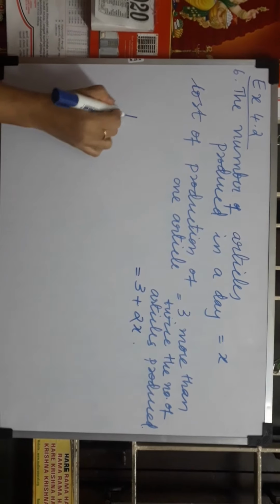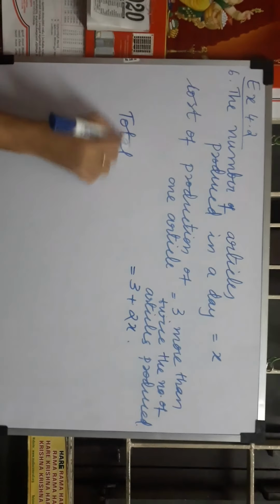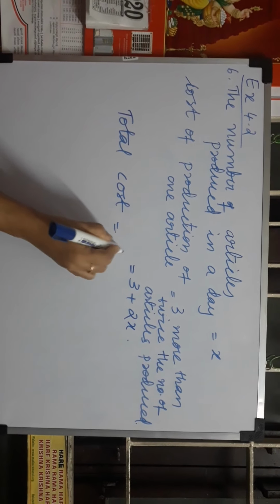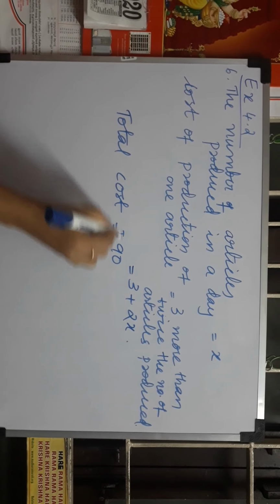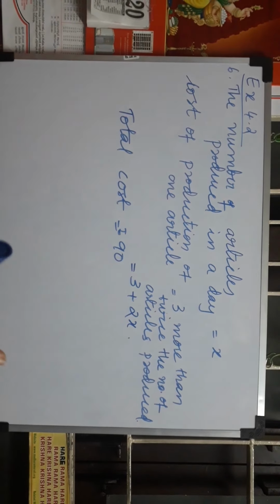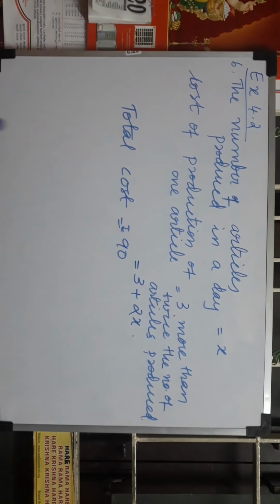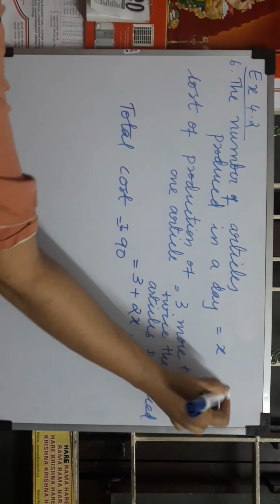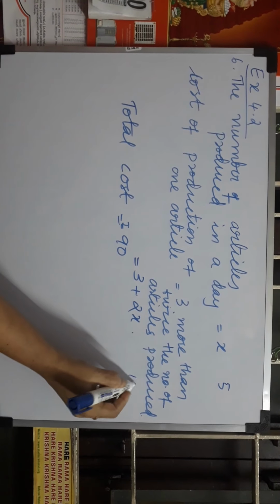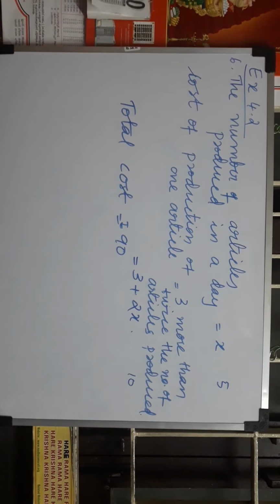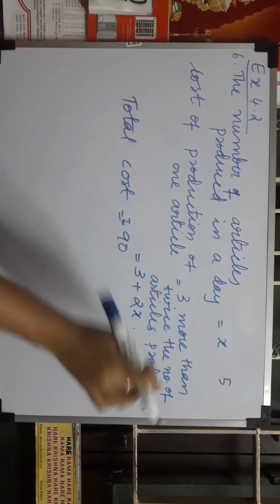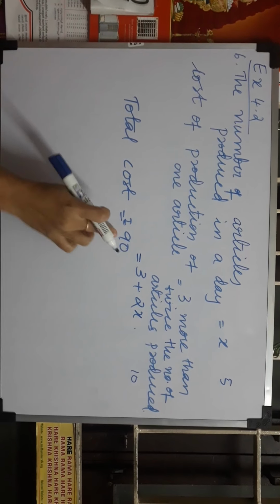They have given that the total cost is equal to 90 rupees. For example, in a pen factory, if they are producing 5 pens and 1 pen costs 10 rupees, then the total cost of that production is 5 into 10, which is 50 rupees. In the same way here, 90 rupees is given.